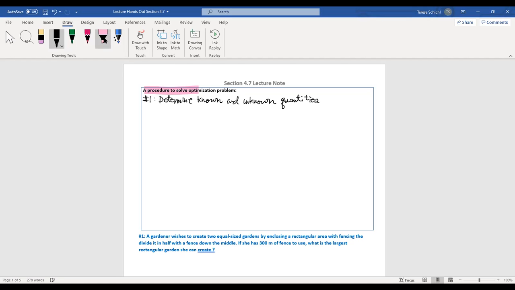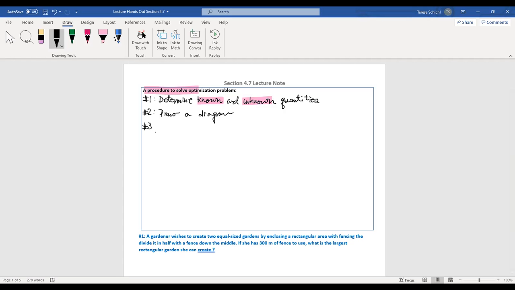After you read the problem, ask what quantities they tell us. What is the information we know, and what are the variables here? The second step, just like we talked about with related rates, is that it will be very helpful if you draw a diagram. The diagram, the graph, is always very helpful to solve this type of problem.